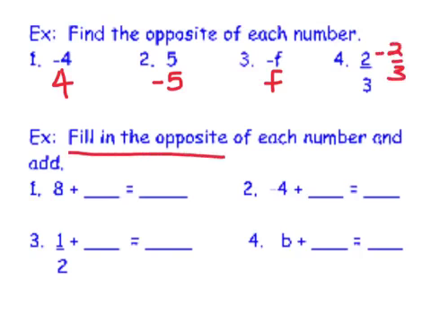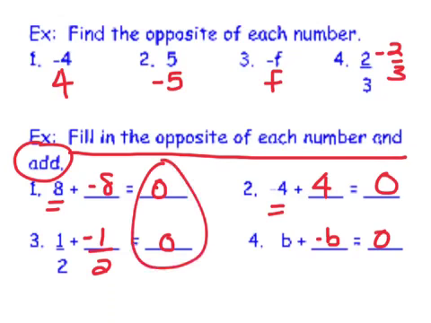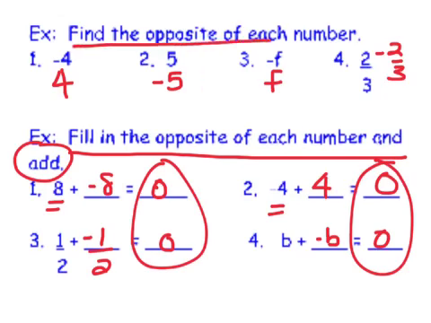Okay, so here it says fill in the opposite of each number and go ahead and add. So 8 plus, what's the opposite of 8? Negative 8, I get 0. Negative 4 plus 4, I get 0. 1/2 plus negative 1/2, I get 0. B plus negative B, I get 0. So we all ended up with 0 when we added its opposite.